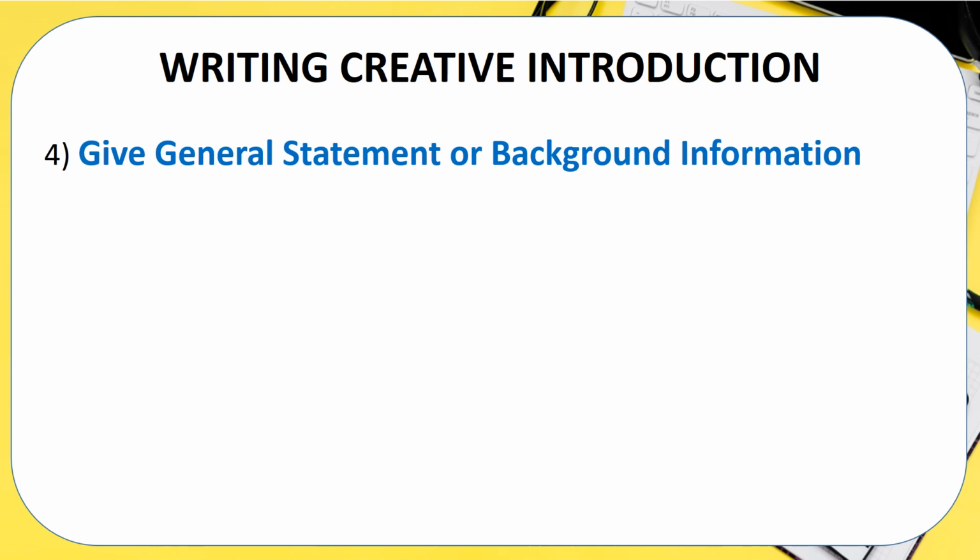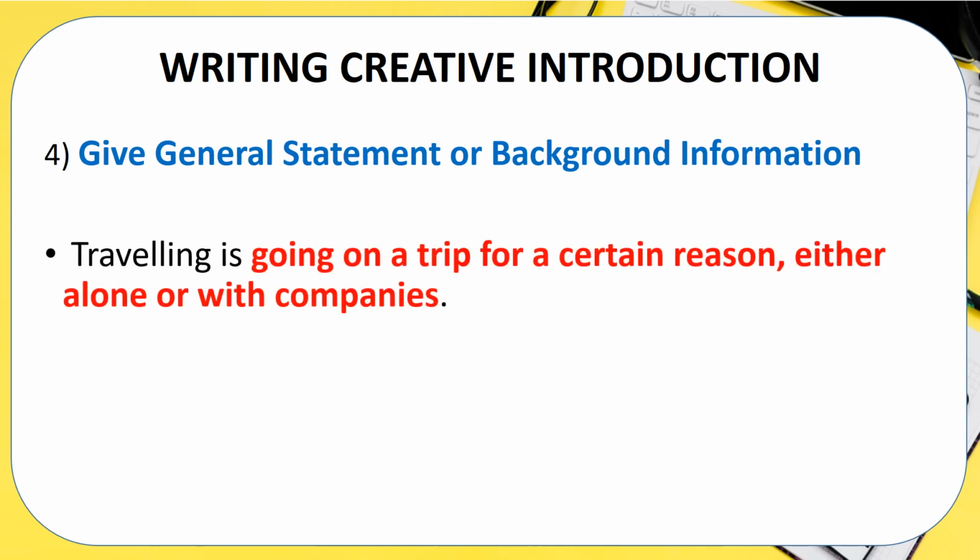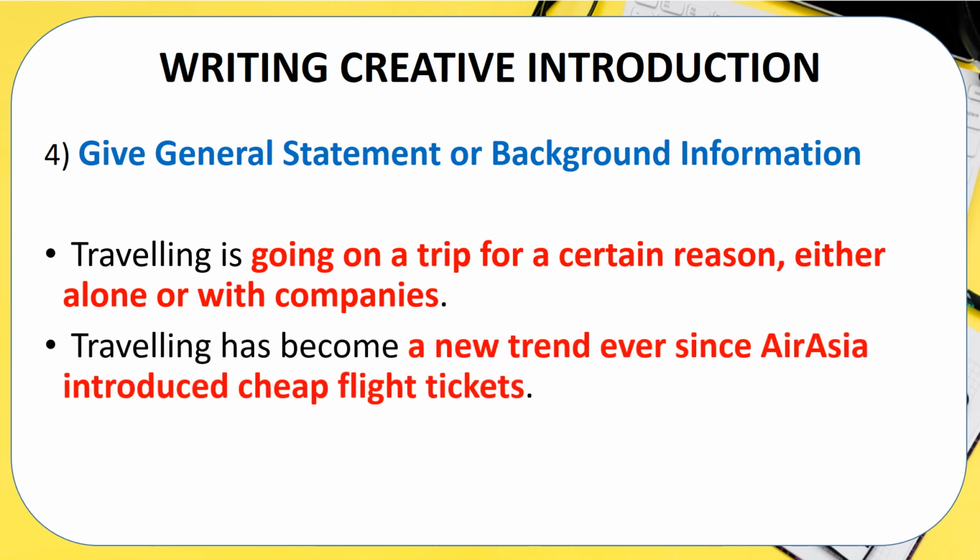Let's look at some examples. Traveling is going on a trip for a certain reason, either alone or with companies. So this is a definition of traveling. And then we can also write traveling has become a new trend ever since Air Asia introduced cheap flight tickets. You see, this is like the history of things.